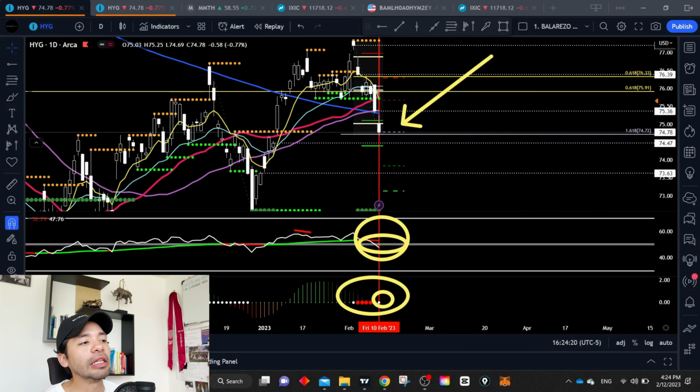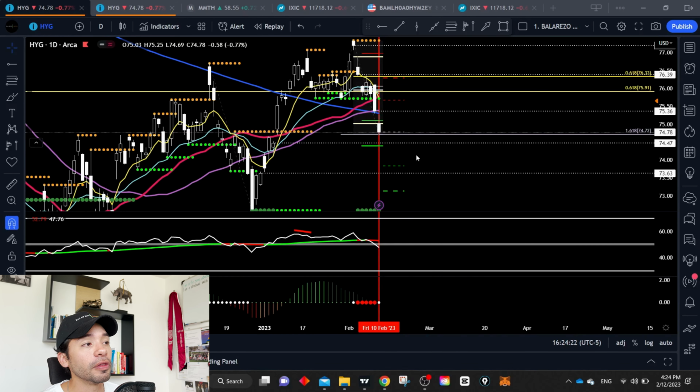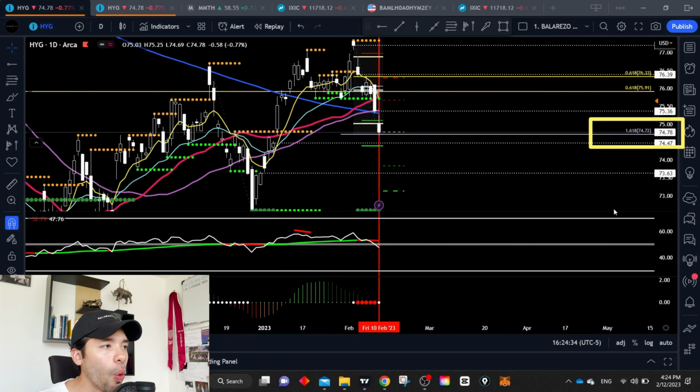So that is basically signaling to us that there's a strong possibility that we're going to see a little bit more downside in the HYG. Now, what is going to be the expectation for next week? The expectation for next week is actually to see a little bit of a bounce in the HYG. Why am I expecting a little bit of a bounce? Because we are already at the 1618 Fibonacci extension measured from this low right here to the high that we had on this day in February. This was basically, let me see the exact date.